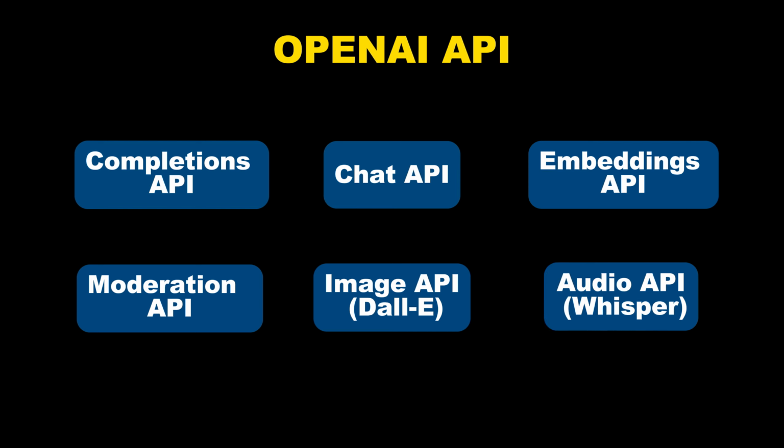And finally, Audio API, which helps you access Whisper, which converts speech to text, making it useful for transcription or building voice-powered applications. So what is Assistant API and how does it stand out? Assistant API is a framework or package developed by OpenAI on top of Chat API that enables developers to create complex assistant applications with ease.